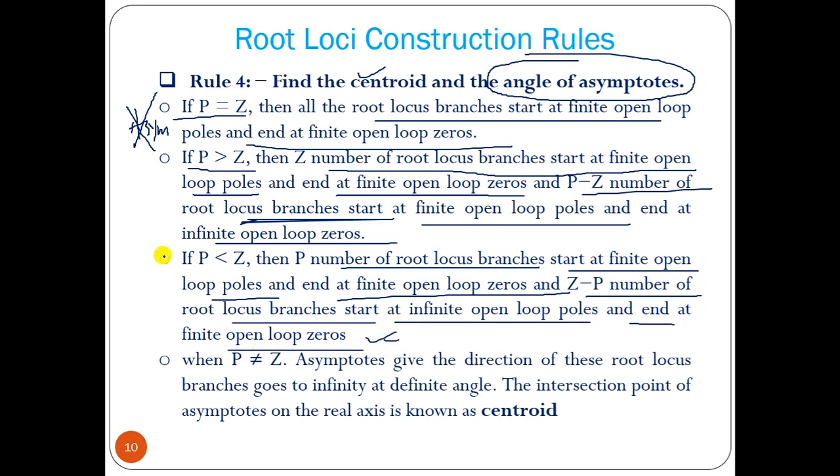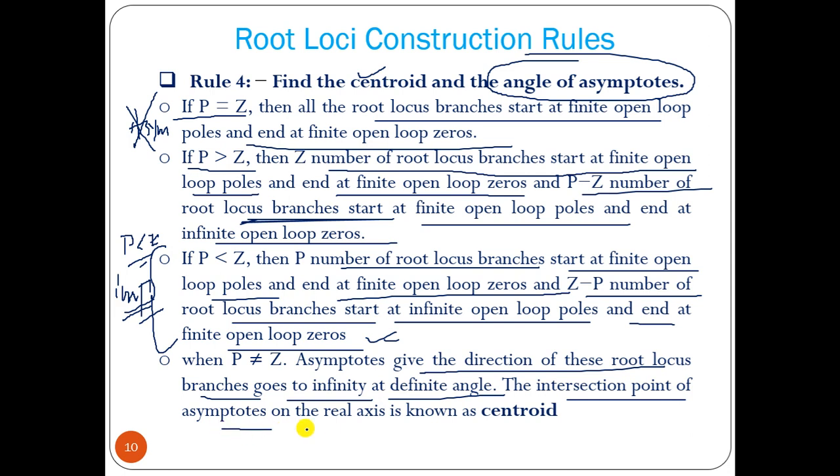But we are not going to consider this because this system becomes an improper system. If the number of poles is less than the number of zeros, then that is called an improper transfer function. We are not going to deal with this. Now when p is not equal to z, asymptotes give the direction of those root locus branches that go to infinity at a definite angle. The intersection point of asymptotes on the real axis is called the centroid.